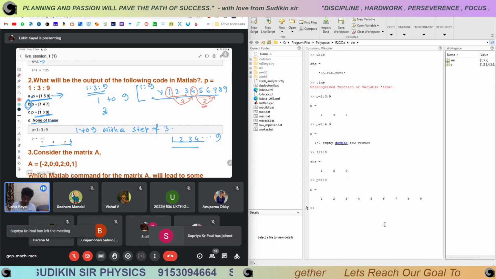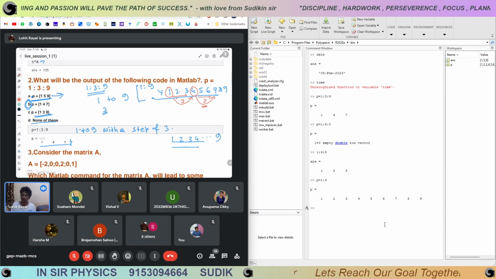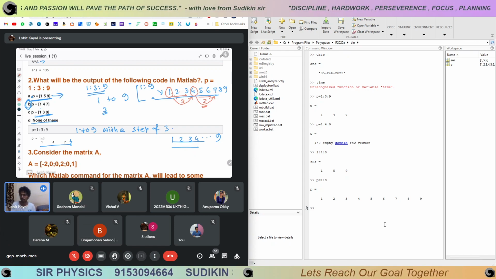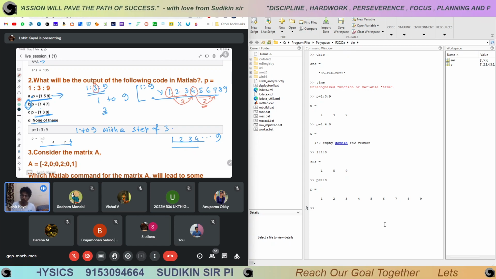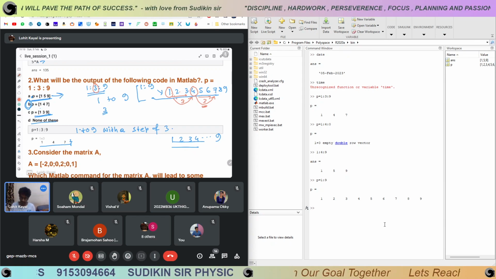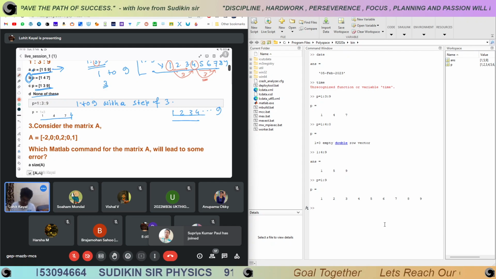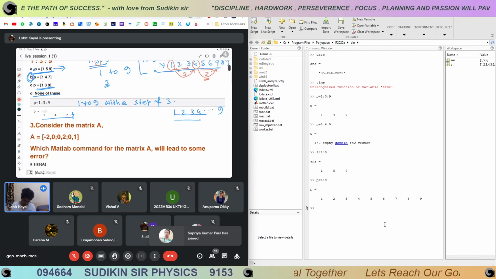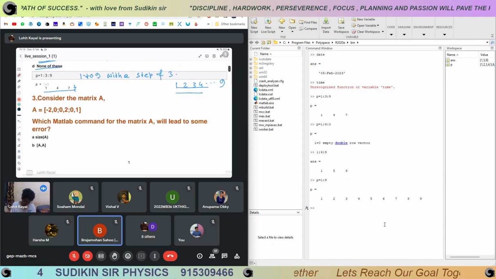So first one is 1, then the gap will be 3. You just add it to the initial one. 1 plus 3 is 4. Again 4 plus 3 is 7. This 3 indicates the step size, the gap between elements. So this is how MATLAB works. Now, is this clear? Yes, sir. Okay, thanks.